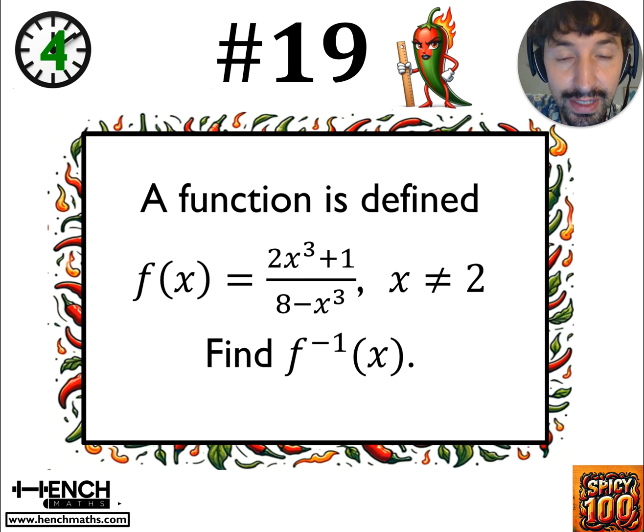A function is defined, so f of x is equal to (2x cubed + 1) divided by (8 minus x cubed), and x cannot be equal to 2. Find f minus 1 of x, so I'll give you a clue, that's the inverse function. So find the inverse function to the function f of x equal to (2x cubed + 1), all divided by (8 subtract x cubed).